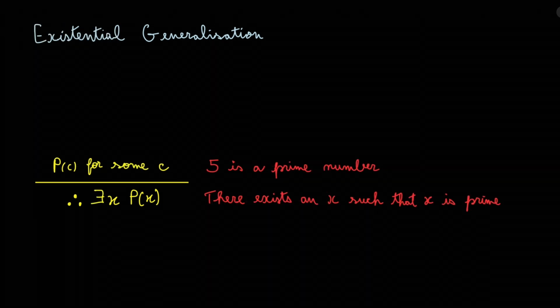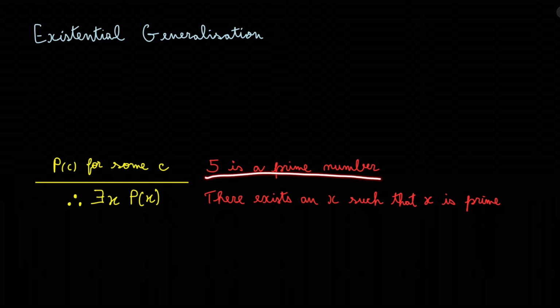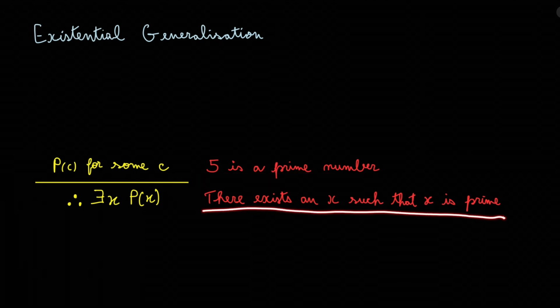And finally, existential generalization. If P of c is true for some particular c, then there exists x such that P of x. For example, 5 is a prime number. Therefore, there exists an x such that x is a prime number.